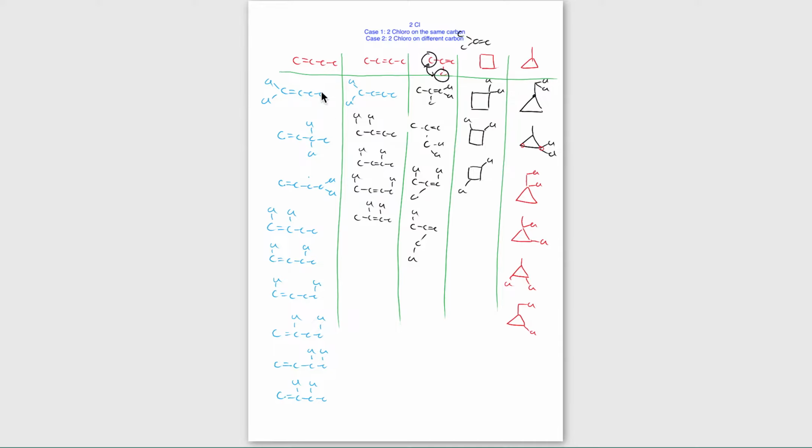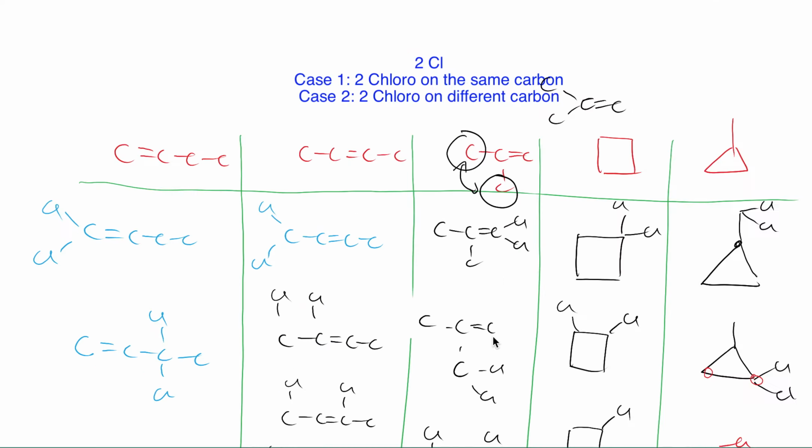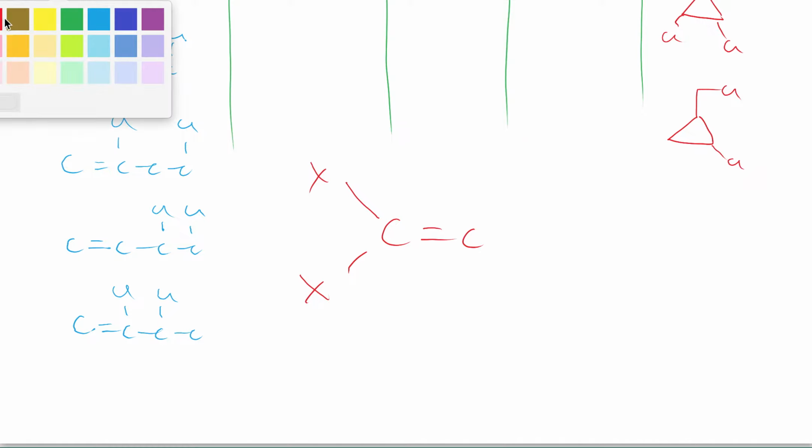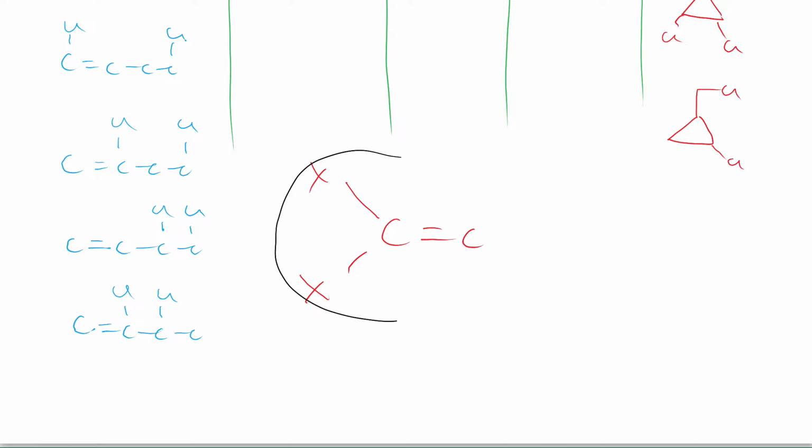So the next stage, we just need to look at each of these, whether they have geometric isomers. Geometric isomerism is actually the easiest. If you have a double bond, and on one side of the double bond you have the same thing twice, then this molecule has no geometric isomer.